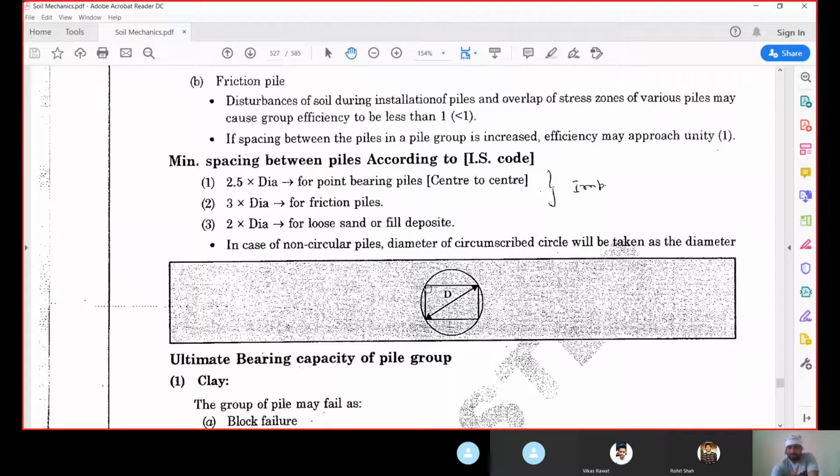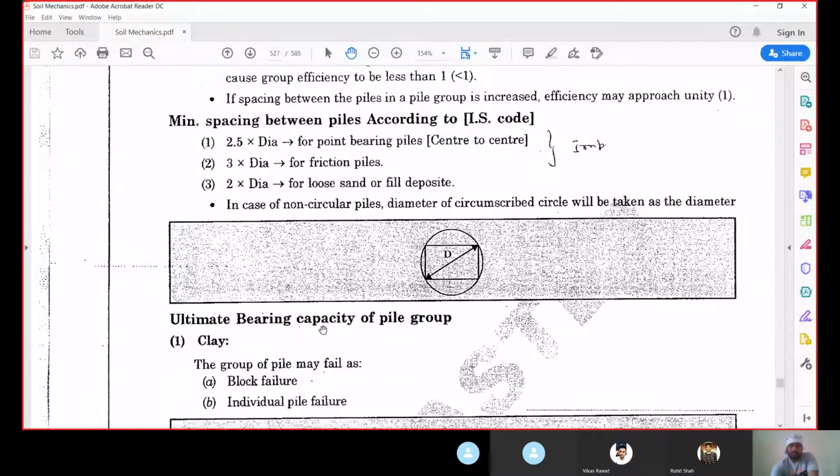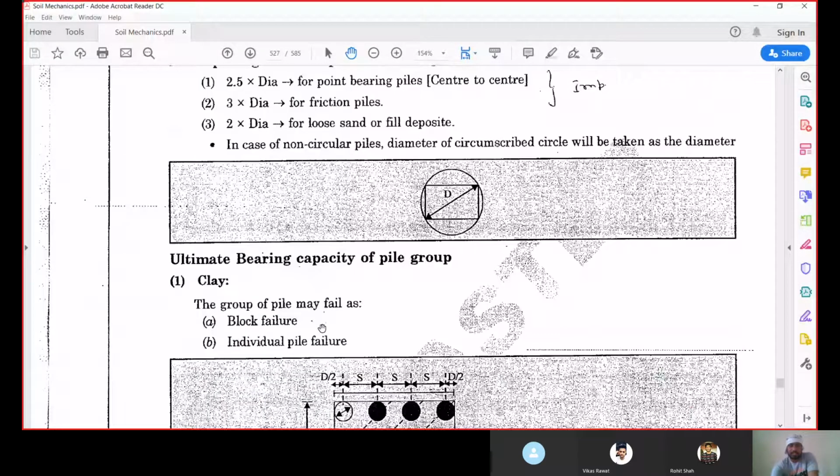So having some uneven shape like this, what we'll be doing is taking the corners of a particular circle. So that will be our diameter, and we have to fix the minimum spacing. Now the ultimate bearing capacity of pile group. So in case of clay, how will we compute the ultimate bearing capacity of a pile group?